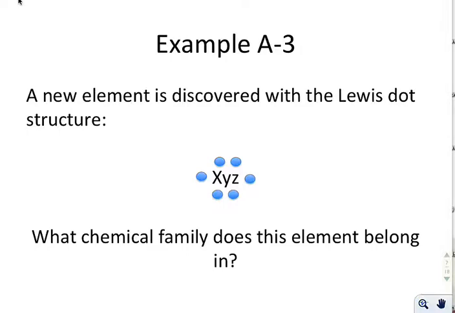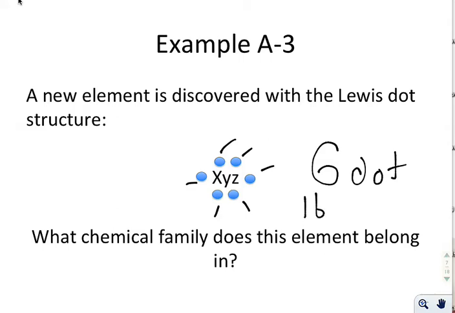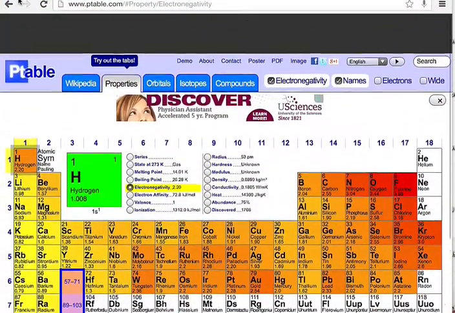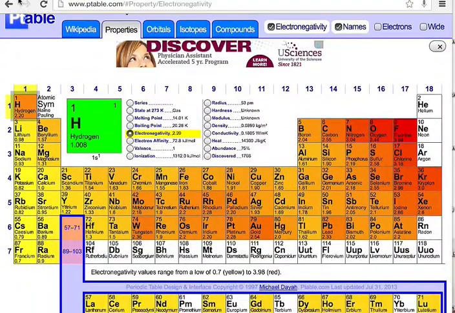Example A3 says you have a new element that's discovered with the electron dot structure shown here, element XYZ. What chemical family does this belong in? What you do is count the Lewis dots: 1, 2, 3, 4, 5, 6. Since it has 6 dots, it has to be in family 16, which is the chalcogens. Everything in group 16 has 6 valence electrons. So it could be oxygen, sulfur, selenium, tellurium, or polonium. It could be any of those.